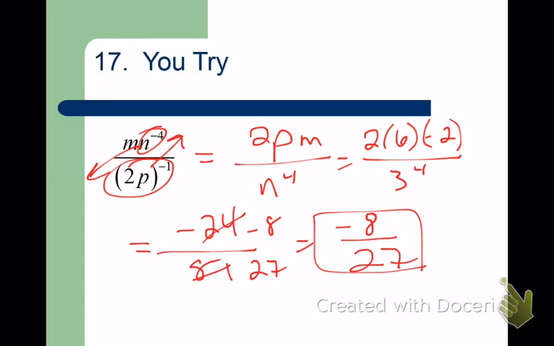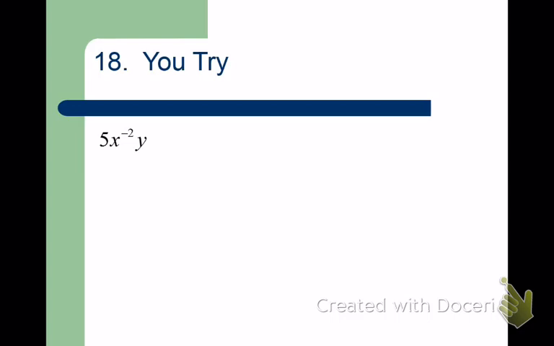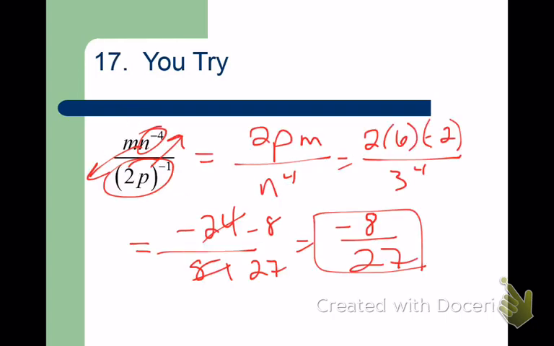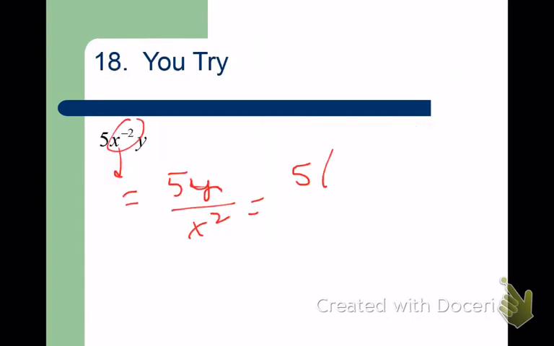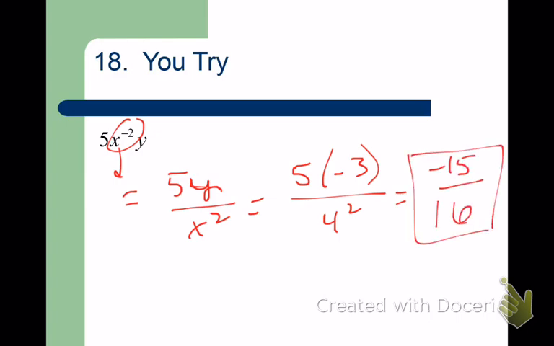Okay? Good? All right, one more. Try this. Okay, what happened? Got to drop this guy down. So we get 5y over x squared. So you get 5 times, and y we said was, I've already forgotten. Y is negative 3, x is 4. So we type in negative 3 down here. This is 4 squared here. So we get negative 15 over 16, and that's it.